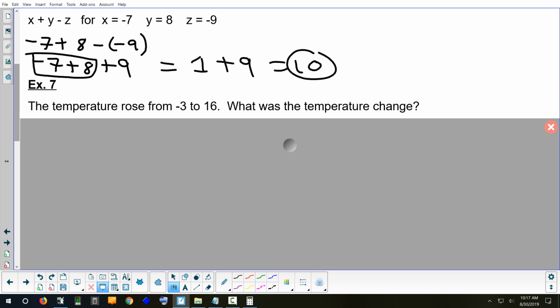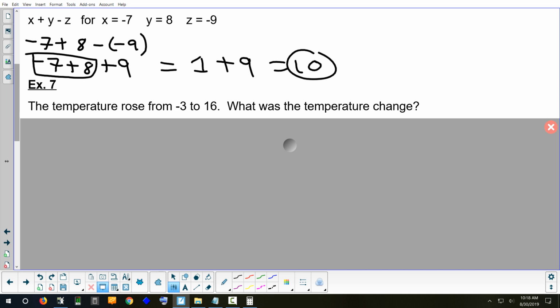What's the change? So when you think change, what operation is that in math? Like if I said, oh, you got a 70 on the last test, you got a 75 on this test, your grade changed. How would I figure out how much it changed by? What operation would I use to do it? Yeah? Subtraction. Yeah, you subtract them, right? You subtract the two numbers, and that'll tell you the temperature change.